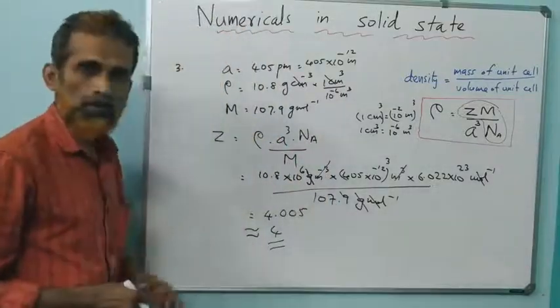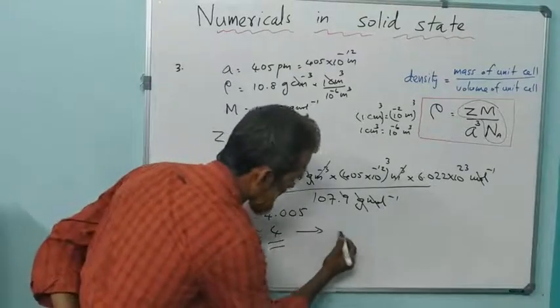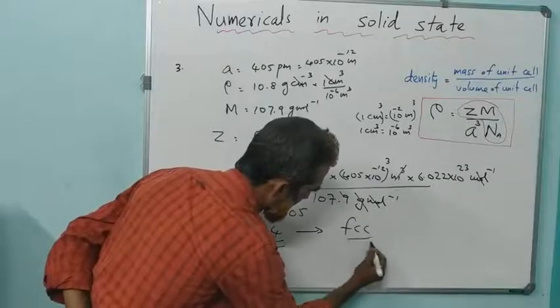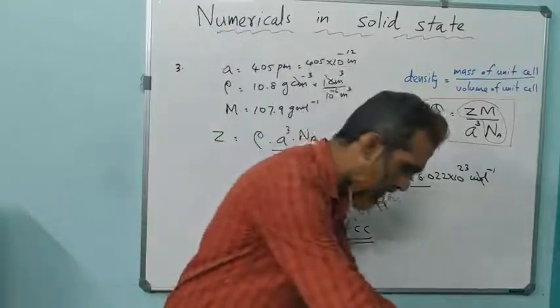So what is your conclusion? This indicates that the crystal is which type? FCC. So silver crystallizes in FCC lattice. Okay. I am giving you two homeworks.